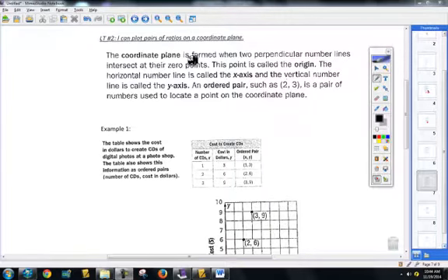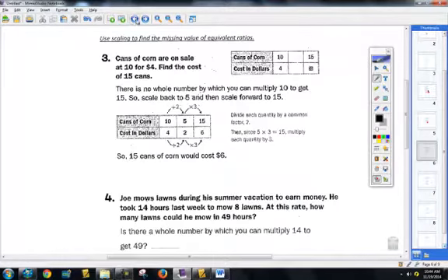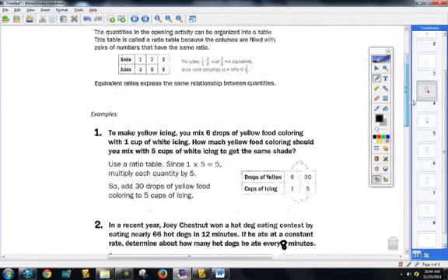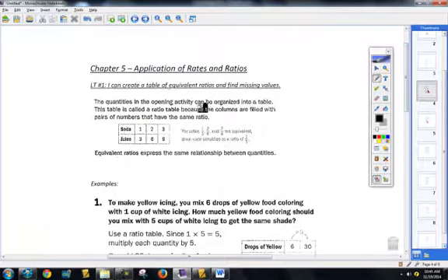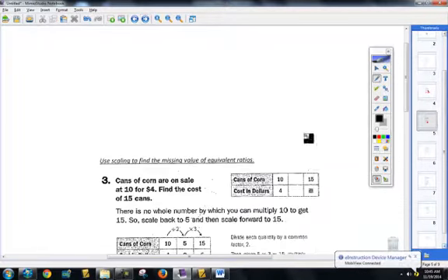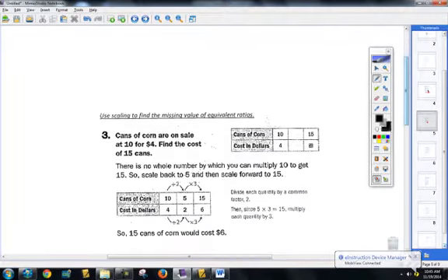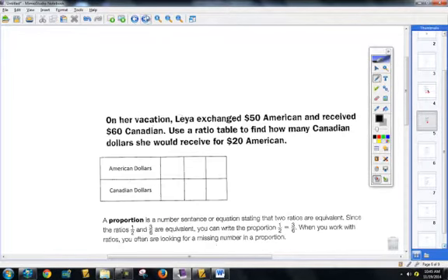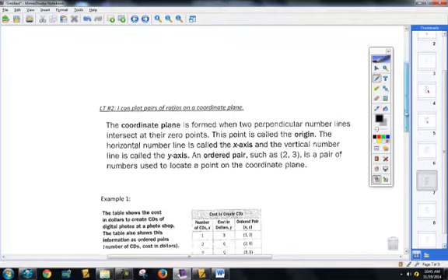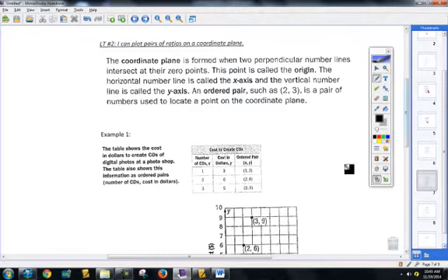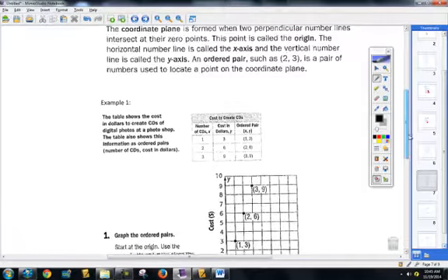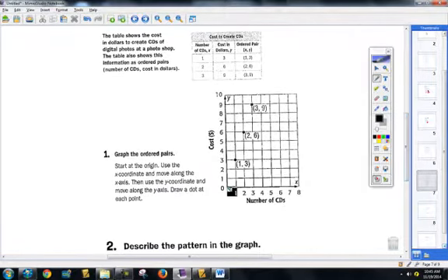We've already done Learning Target 1, which, if you'll remember, was creating ratio tables of equivalent ratios and then finding missing values. What we're now going to do is take that information, remember when we scaled back and forward, and begin to plot these on a coordinate plane. The good news is we've already done coordinate planes, so this should not be a difficult thing.